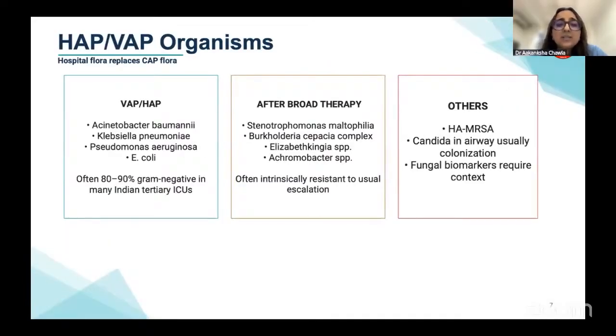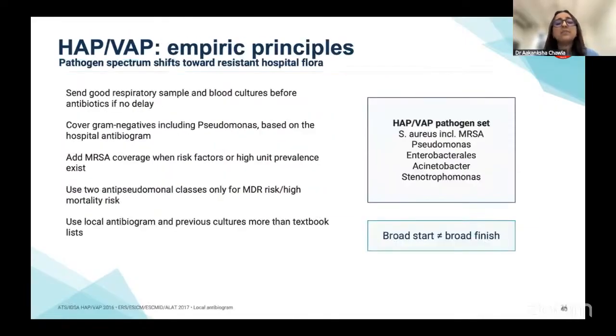Now, when you are considering treatment for a hospital acquired pneumonia, remember you need to cover Acinetobacter, Klebsiella, Pseudomonas, and E. coli, because majority of the Indian tertiary care ICUs have a gram-negative prevalence, almost 80 to 90%. So your empiric principles should be that you should send a good respiratory sample and blood cultures before antibiotics, but please do not delay your antibiotic therapy just to send the samples. Cover gram-negatives, including Pseudomonas, based on your hospital antibiogram. MRSA coverage where risk factors or in high unit prevalence.